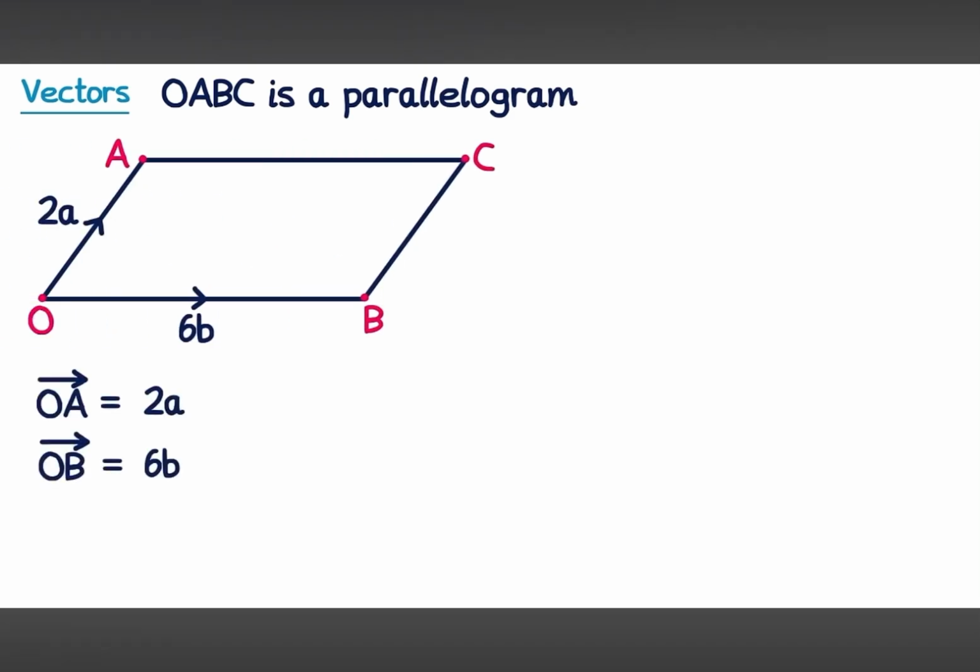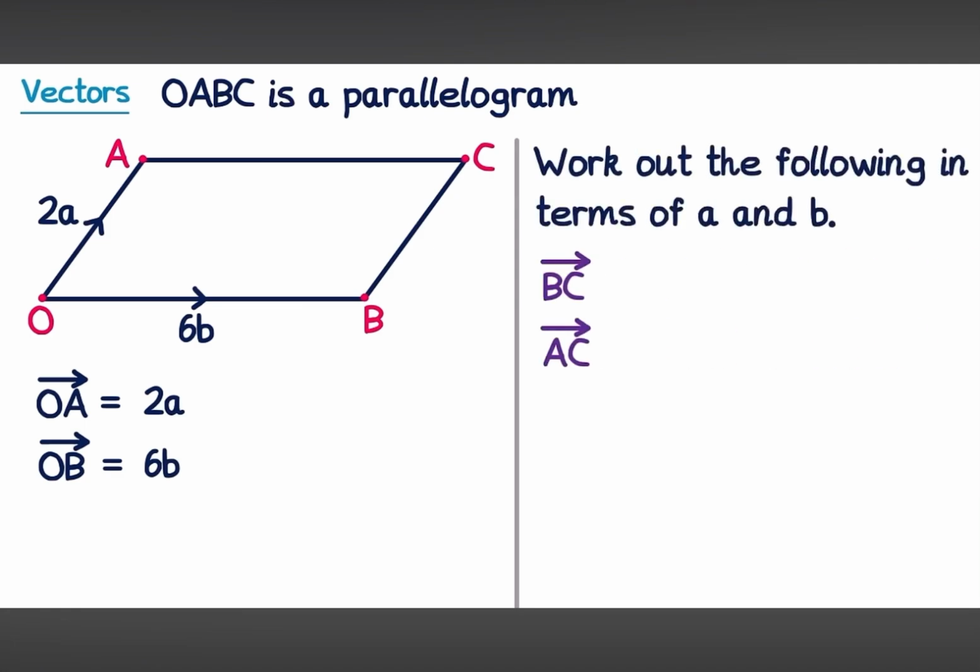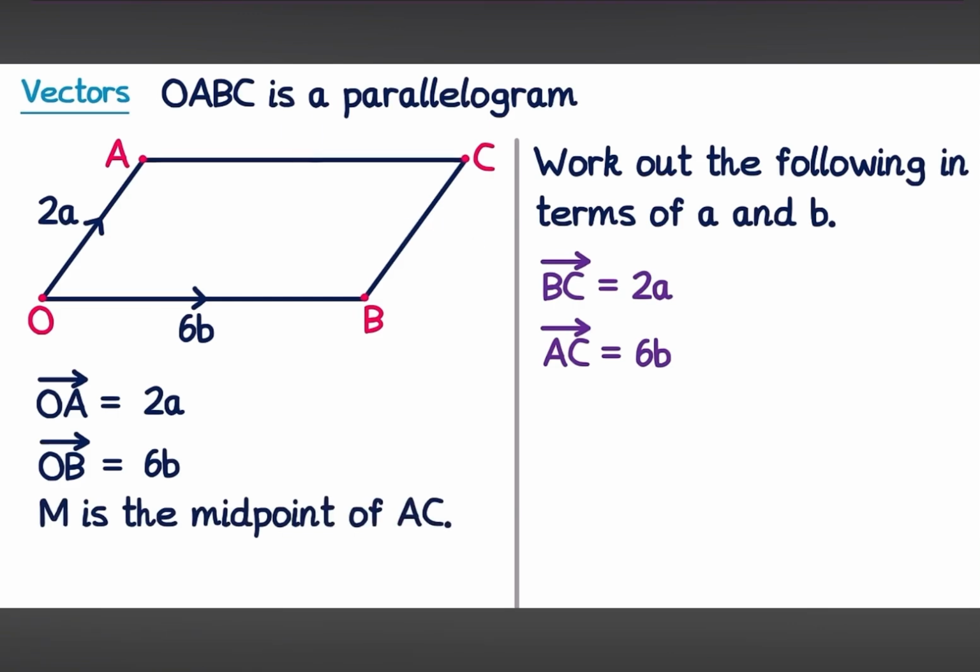OABC is a parallelogram. OA equals 2A, OB equals 6B. Work out the following in terms of A and B. BC, AC. How can you find BC? How can we move from B to C? See, parallel vectors are equal. So OA equals BC because they have the same length as well. Now OB equals AC. 6B, 6B. So BC equals 2A. AC equals 6B. Their length was the same and they were parallel as well.